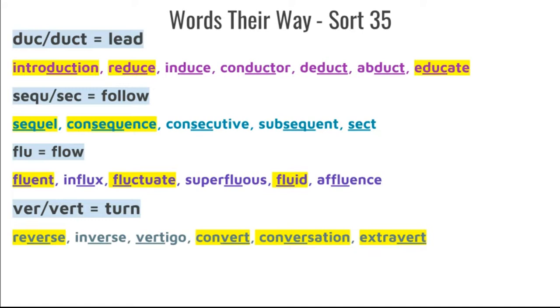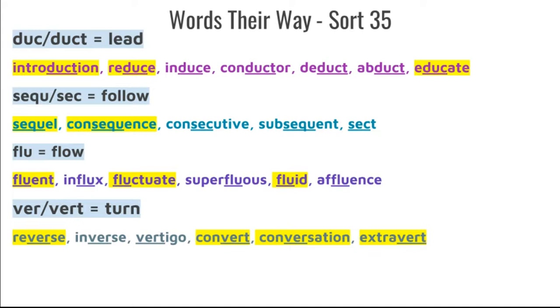For the first category, duck and duct, we have introduction, reduce, induce, conductor, deduct, abduct, and educate. For the second category, for secu and sec, we have sequel, consequence, consecutive, subsequent, and sect.